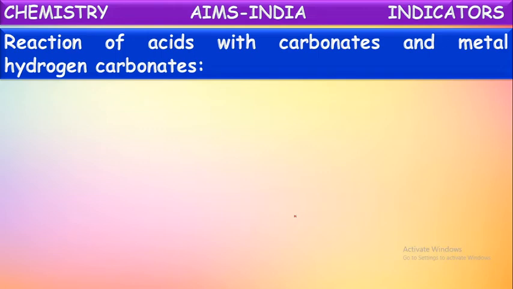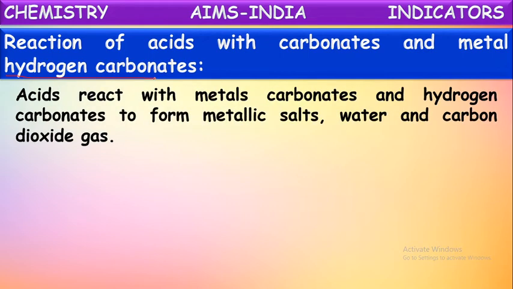Reaction of acids with metal carbonates and metal bicarbonates, or metal hydrogen carbonates. These metal bicarbonates are also called metal hydrogen carbonates. So how do acids react with carbonates and bicarbonates? Acids react with metal carbonates and metal hydrogen carbonates to form metallic salts, water, and carbon dioxide. When acids react with carbonates and bicarbonates of metals, they form the respective metallic salt, water, and they liberate carbon dioxide gas also.